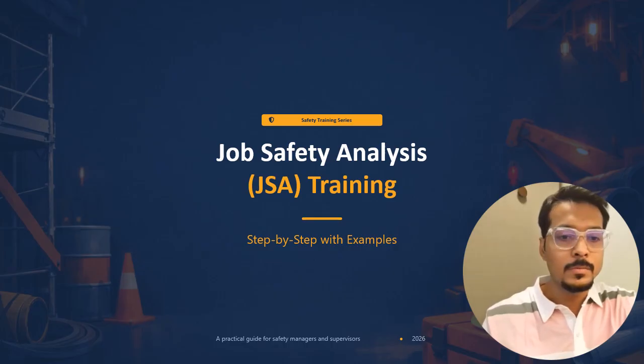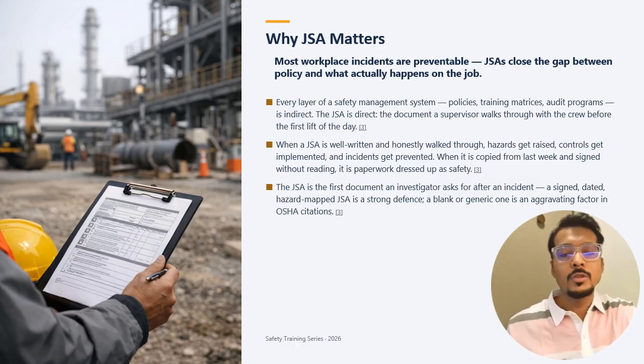Let's go. So why does job safety matter? Most workplace incidents are preventable. The JSA, the job safety analysis, closes the gap between the policy and what actually happens on the ground. Because we know all the policy, but it's not always followed on the ground. So when we make the job safety analysis, whatever the gap, it will be fulfilled.